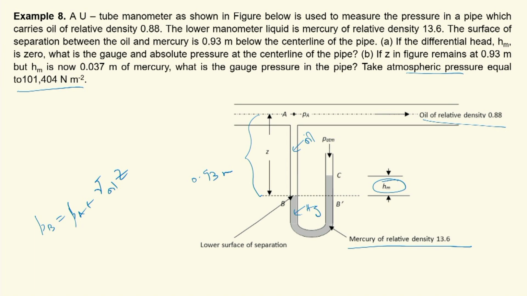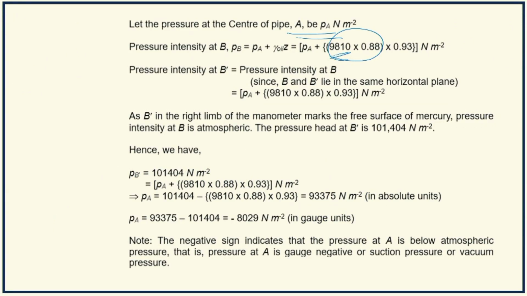now it is B dash C, but if the differential head HM is 0, that means B dash and C coincide with each other. So in fact it is like this. B dash as well as C coincide with B, the same point. That means HM is 0. So in that case B dash becomes the free surface. So B dash in the right limb of the manometer makes the free surface of mercury.